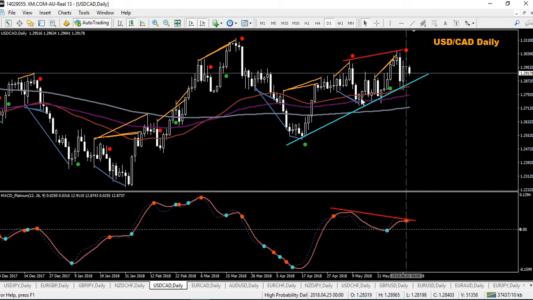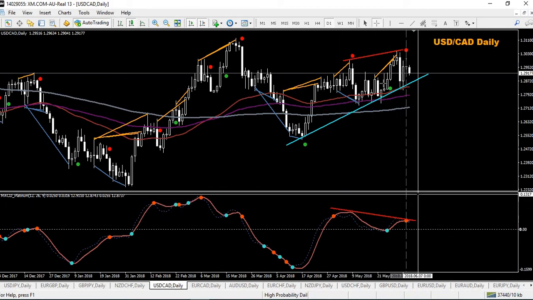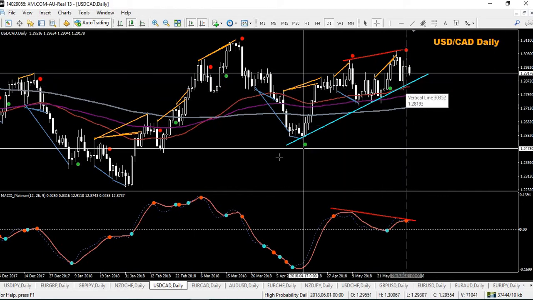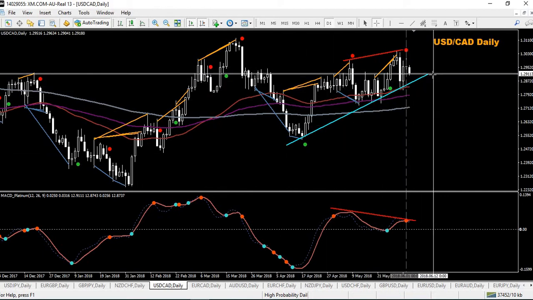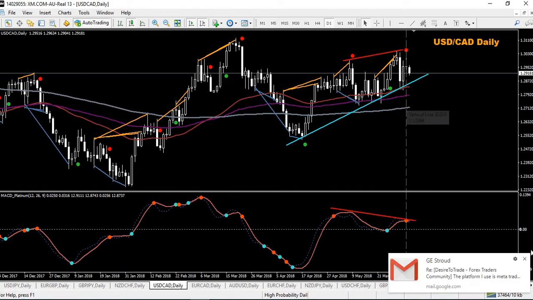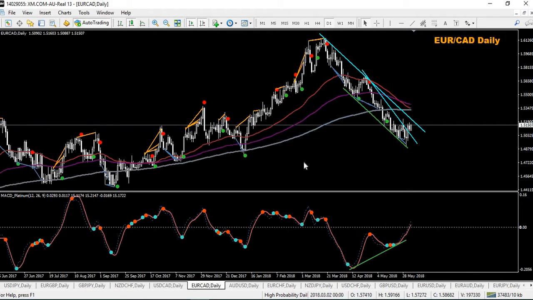USD Canadian dollar. Again, here was a sell signal up here. There was bearish divergence. I didn't take it. Price was too close to the moving averages for my liking. And I've drawn this trend line along here, so ideally I would have liked to have seen a good break of that trend line and out through these moving averages. It's just too tight for me to come into those moving averages, so I just gave it a miss.